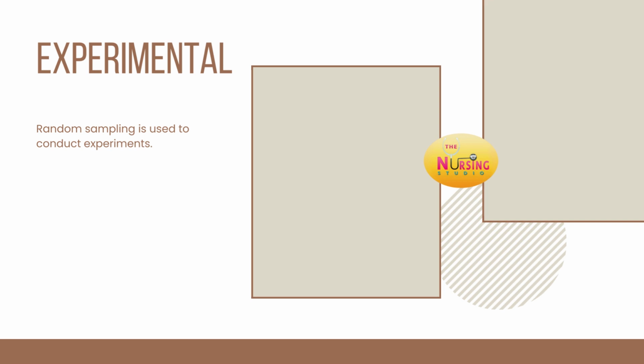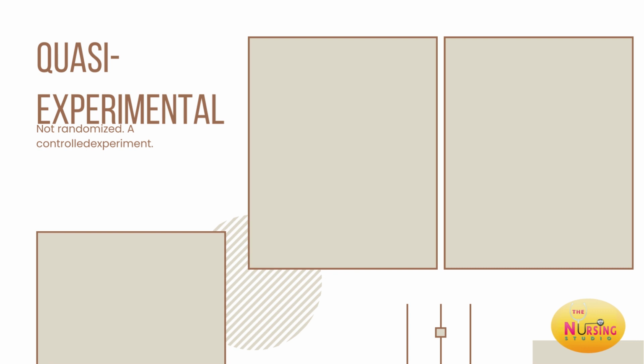All right, next, experimental research. And so experimental is just, if you think of an experiment, random sampling to conduct the experiment. So you're just randomly experimenting, so to speak. So simple, the terminology we know.